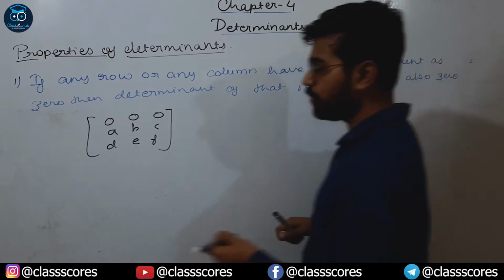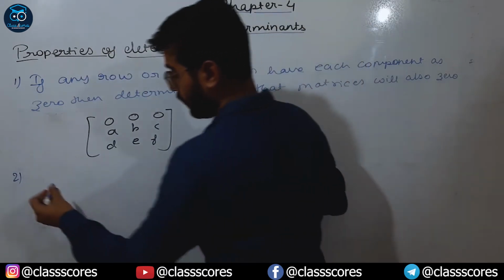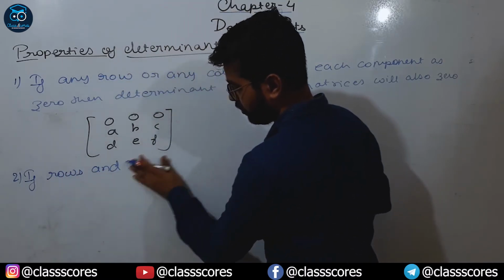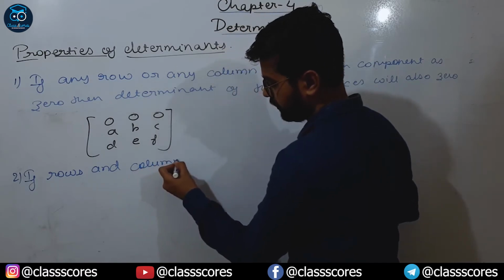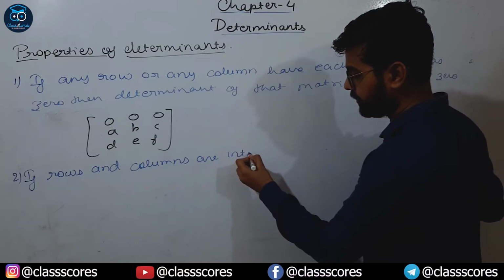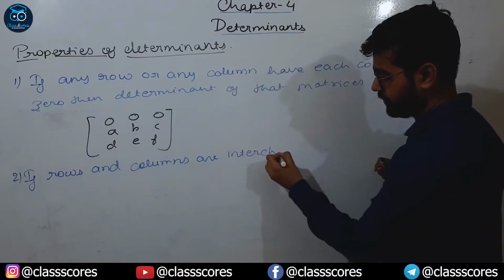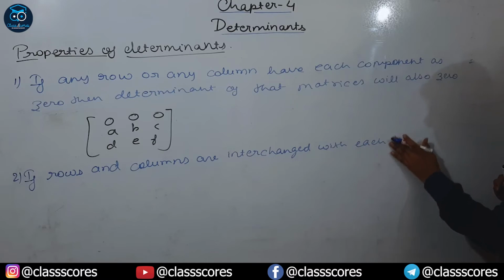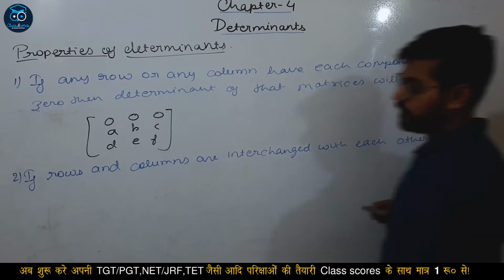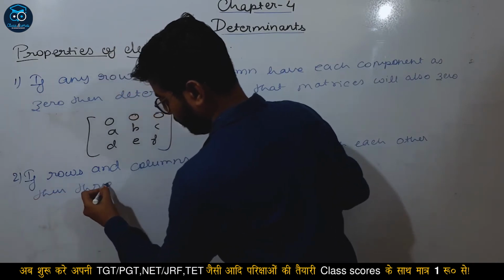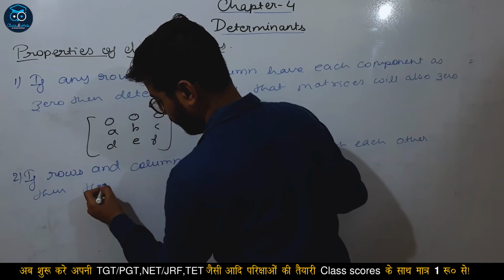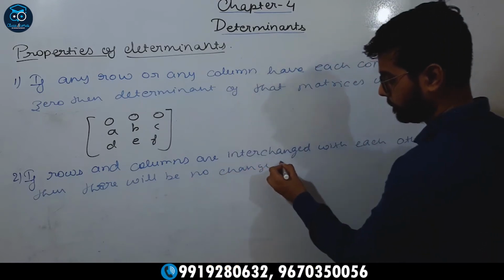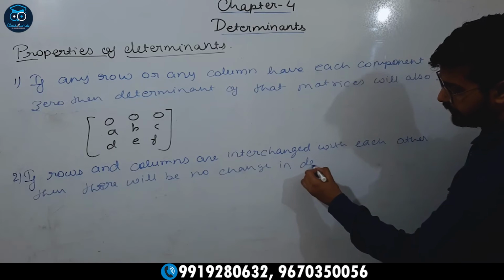Now property number 2: if rows and columns are interchanged with each other, then there will be no change in the determinant.